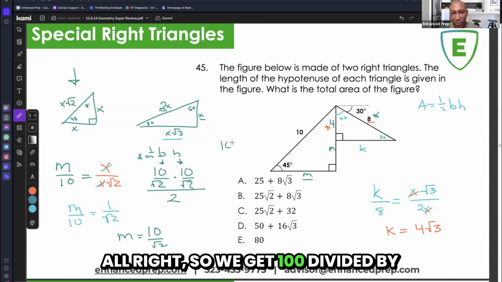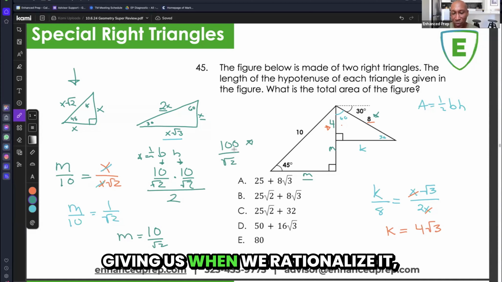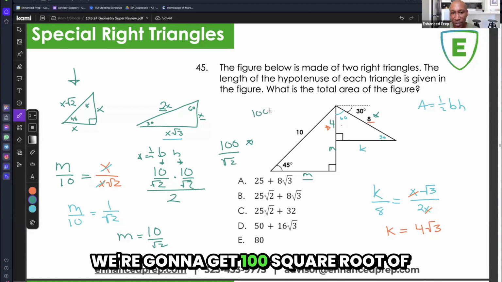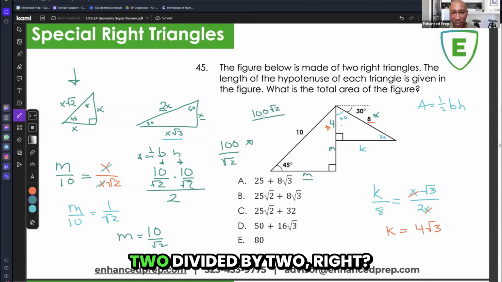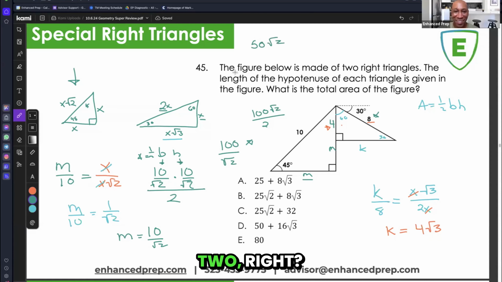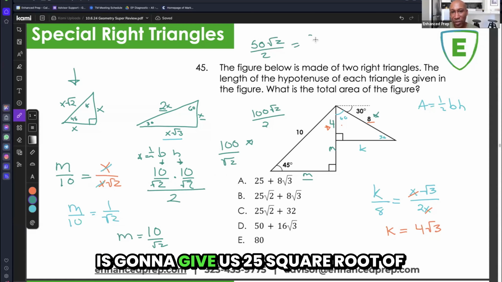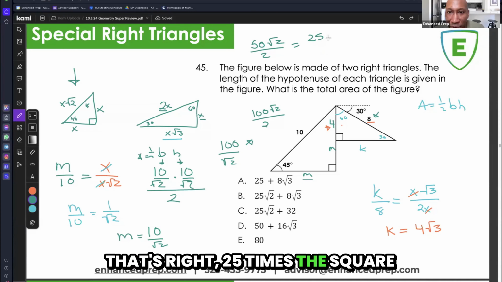So we get 100 divided by the square root of 2, which, when we rationalize it, we're going to get 100 square root of 2 divided by 2. And that's going to give us 50 square root of 2. Sorry, I know I'm writing all over this place. And then we have to divide that by 2, because that's this part down here divided by our 2, which is going to give us 25 times the square root of 2.